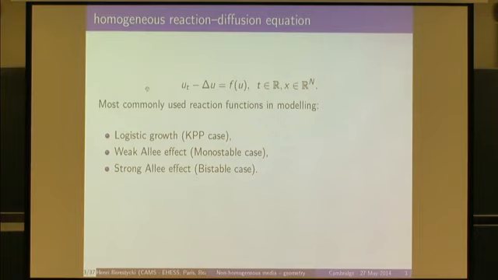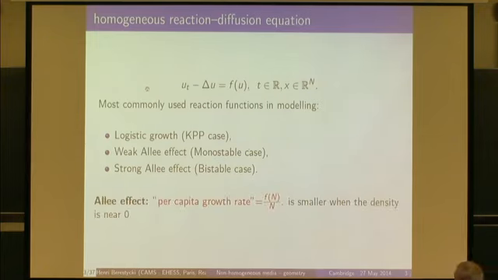So where the growth doesn't happen unless you have reached this threshold. So again, let me rephrase it. The Allee effect is related to the fact that the per capita growth rate f(n)/n is smaller when the density is near zero. So this is the weak Allee effect, or it is actually negative. That's what I'm going to be interested in.